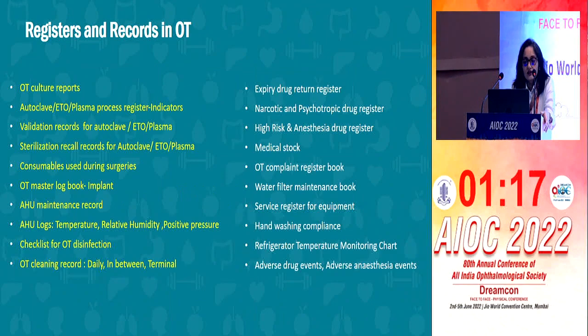Many registers and records are supposed to be maintained in the OT, but the most important ones are OT culture reports, sterilizer indicator reports, validation records for all the sterilizers, recall records, consumables used during the surgeries, the OT master logbook with implant details, AHU maintenance record, AHU daily log, and your checklist for OT disinfection and OT cleaning record.